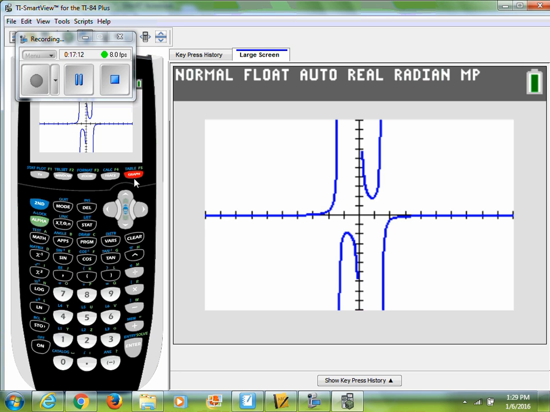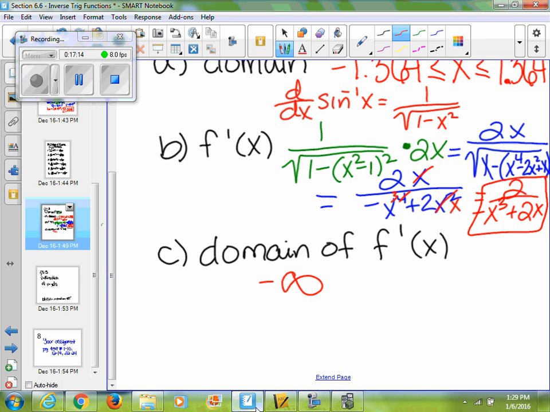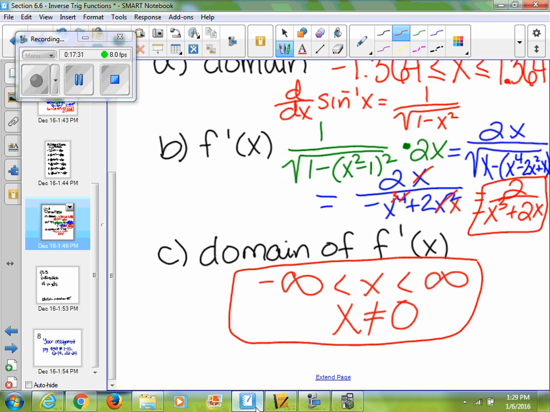So that tells me that my domain is from negative infinity to positive infinity, except that x cannot equal what value? Where was my vertical asymptote at? 0. So x cannot equal 0. So x can be any value from negative infinity to infinity except for 0.